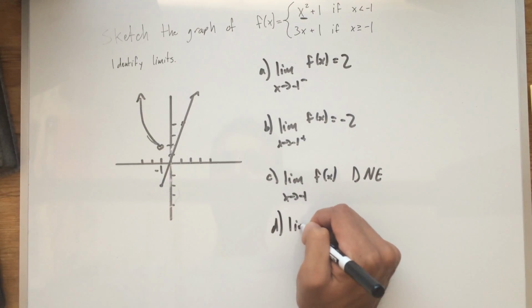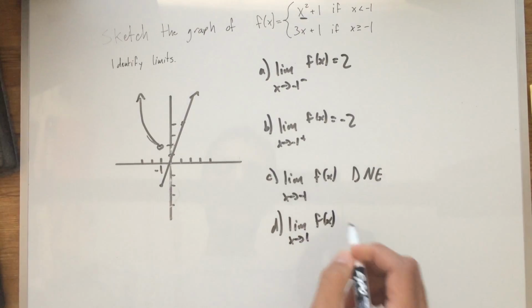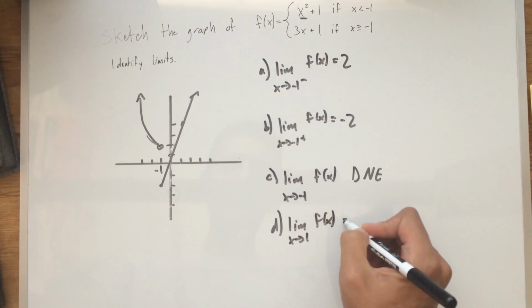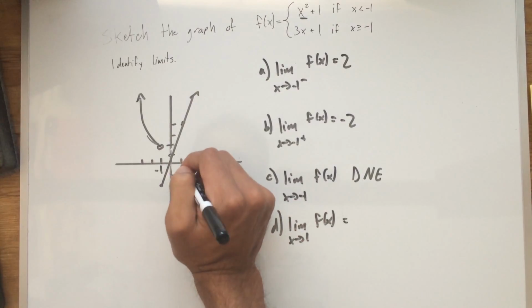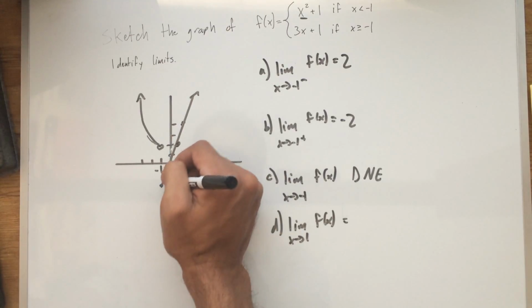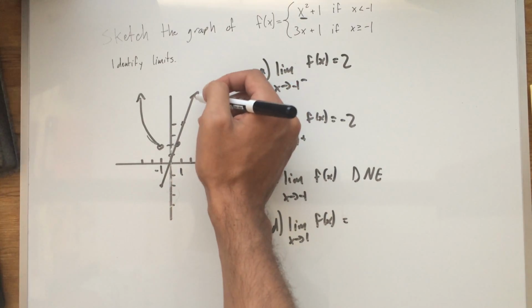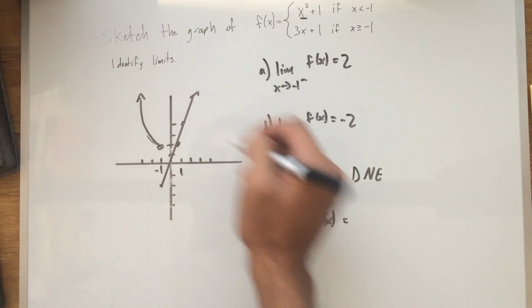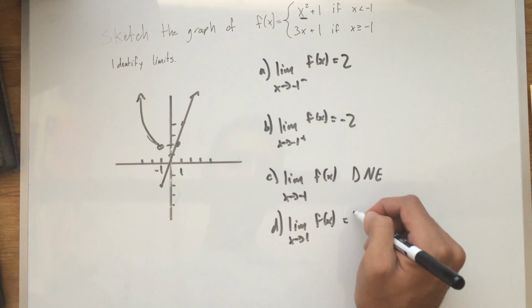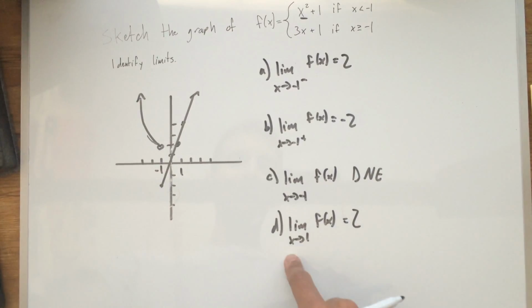Then they give us another one, so the limit as x approaches 1 of f of x. It doesn't give us which direction it's coming from, so we have to look at it from both. So this is 1, and the y value is here. So if it approaches from the negative direction, it approaches y equals 2, and as it is approaching from the positive direction, it's also approaching 2. So the limit as x approaches 1 of f of x equals 2. So that's it for this problem.